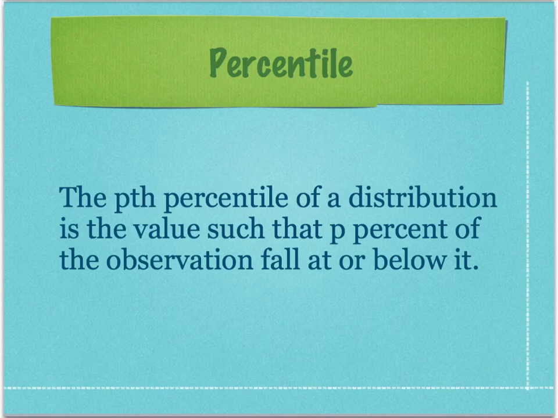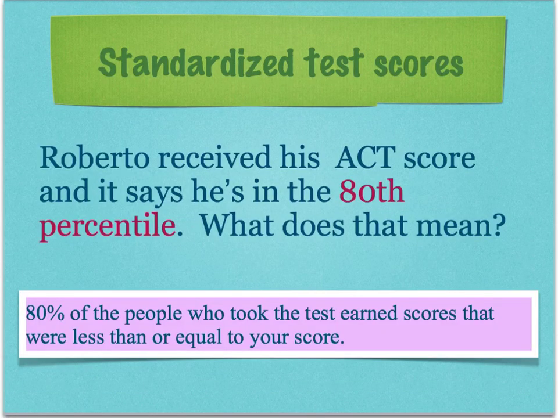So your SAT scores and your ACT scores are often delivered to you not only with your numerical score, but what percentile you fall in comparison to other students that took that test. So for instance, we're going to look at the next slide. It says Roberto received his ACT score, and that said that he was in the 80th percentile. And so what that means is that 80% of the people that took that test were either equal to or less than Roberto's score. So being in the 80th percentile would be a good thing.